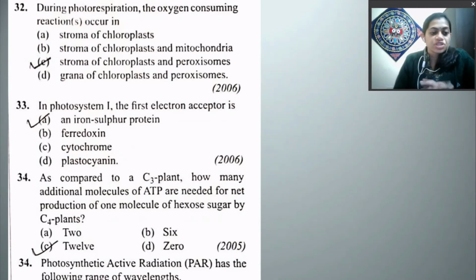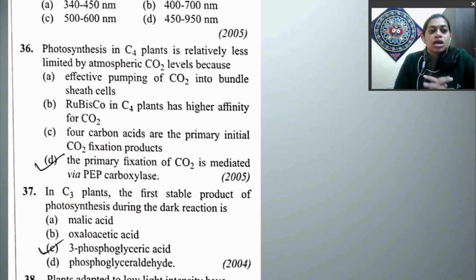So the next question is, photosynthetically active radiation or PAR has the following range of wavelength. Okay, 340 to 450, 400 to 700, 500 to 600 and 450 to 950. So इसमें B और D के अंदर confusion हो सकता है, but जो active radiation है वो है 400 to 700 nanometer, right? So B is the right answer.